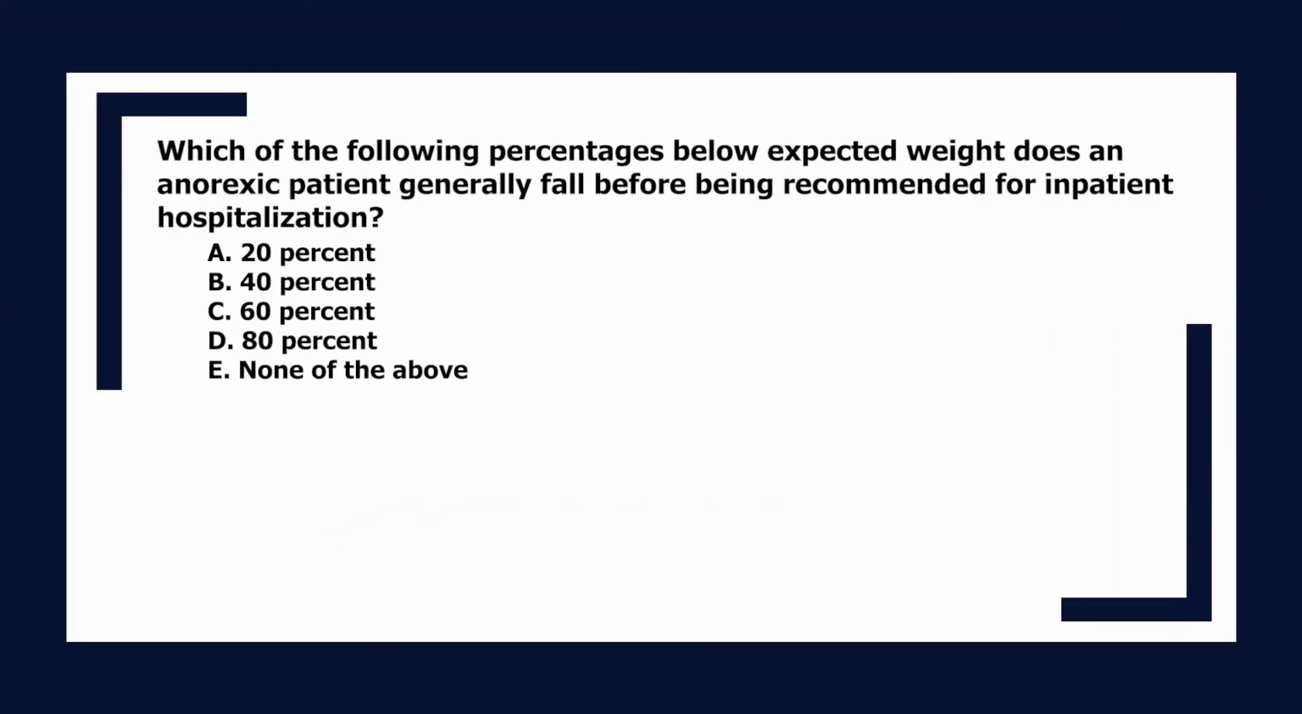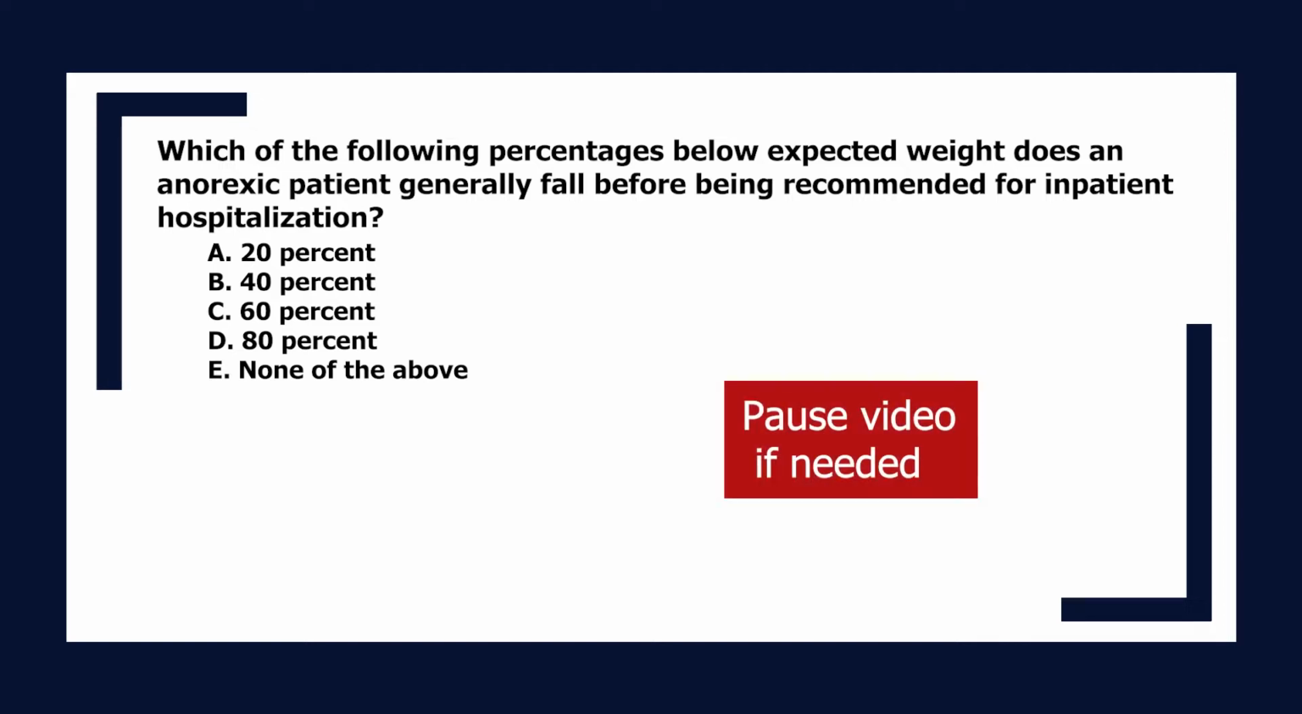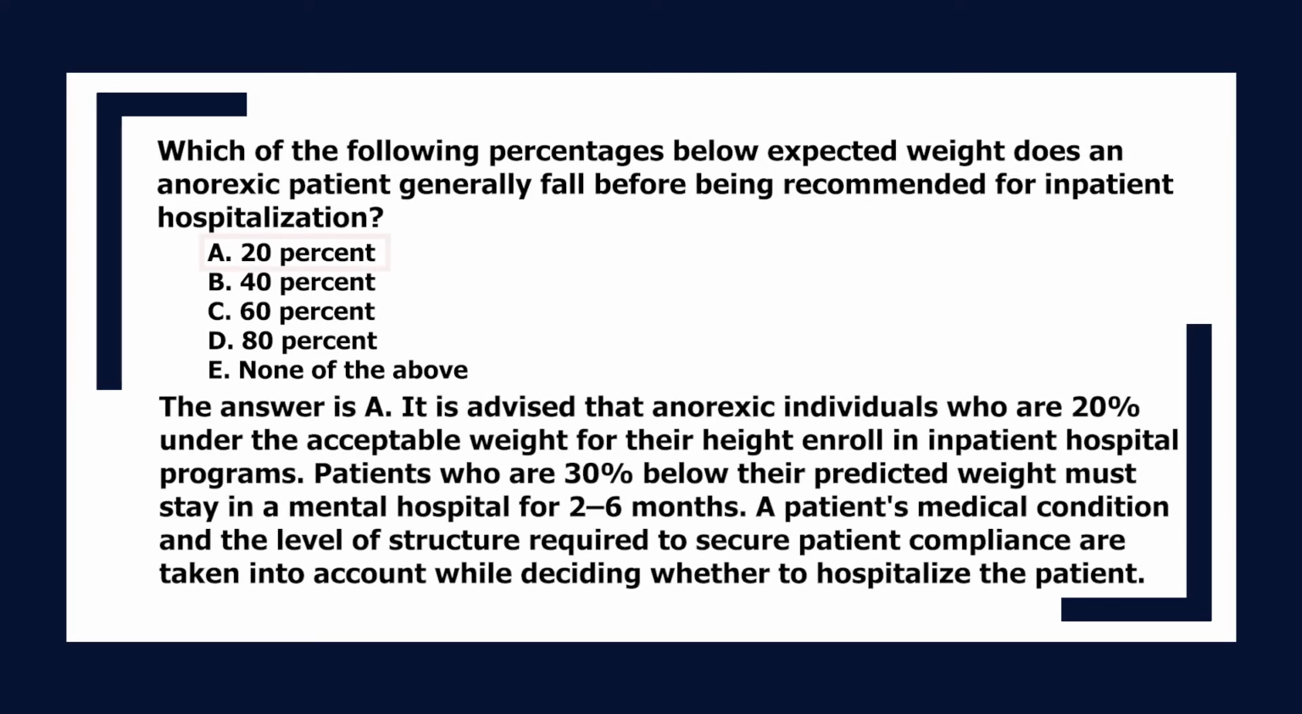Which of the following percentages below expected weight does an anorexic patient generally fall before being recommended for inpatient hospitalization? A. 20% B. 40% C. 60% D. 80% E. None of the above. The answer is A. It is advised that anorexic individuals who are 20% under the acceptable weight for their height enroll in inpatient hospital programs. Patients who are 30% below their predicted weight must stay in a mental hospital for 2 to 6 months. A patient's medical condition and the level of structure required to secure patient compliance are taken into account while deciding whether to hospitalize the patient.